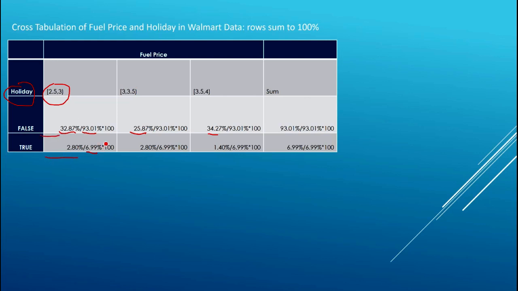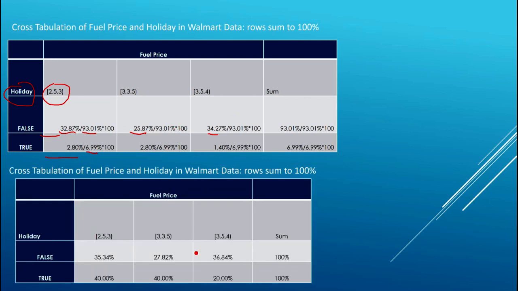This can be very helpful for uncovering relationships in the data. So carrying out all of these calculations, here is the final table. What I can see is that given that there is not a holiday, so conditional on no holiday, 35.34% of my observations are in the lowest fuel price category, 27.87% in the middle category, and 36.84% in the highest fuel price category.